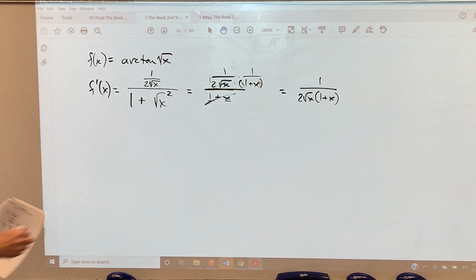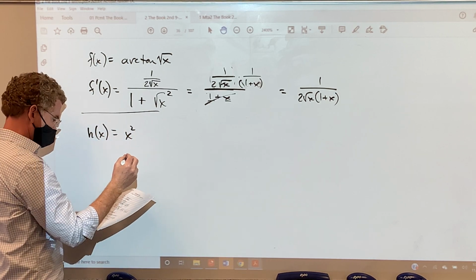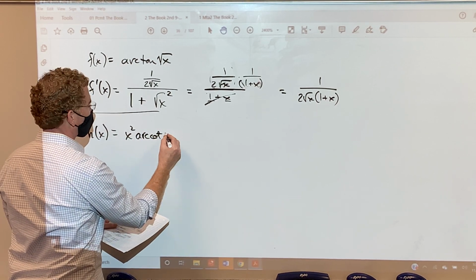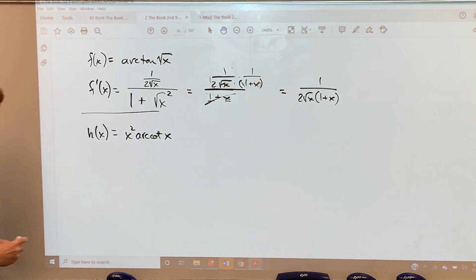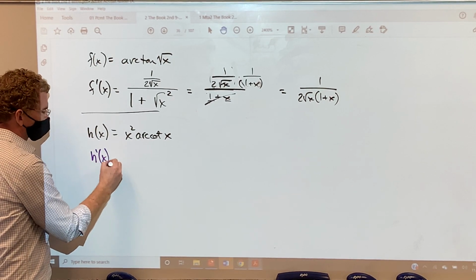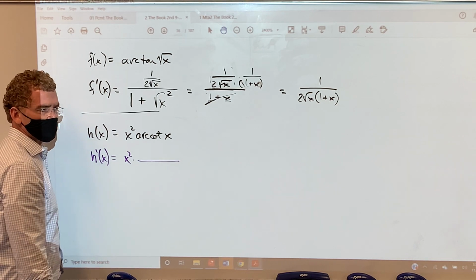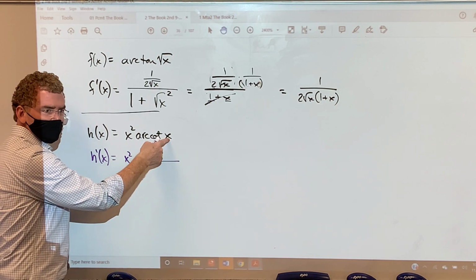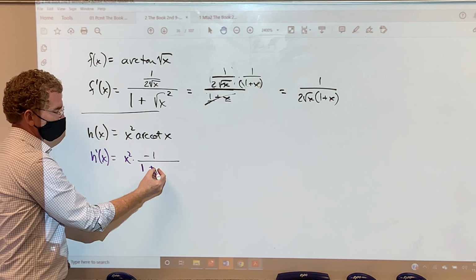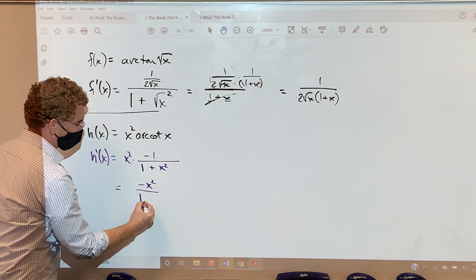Let me give you another one. What if I had something like h of x equals x squared times arc cotan of x? What do I have going on here? I have a product rule, right? That times all of that. So for the derivative, first, now what's the derivative of the arc cotangent? So negative that, the derivative of that, right? What's the derivative of the x? So negative 1 over 1 plus x squared. So all I end up with on this part is negative x squared over 1 plus x squared.